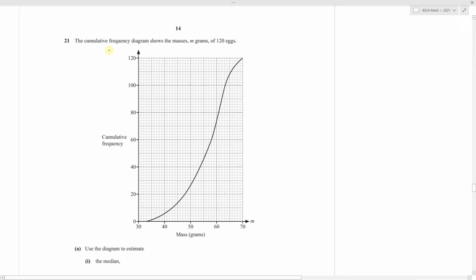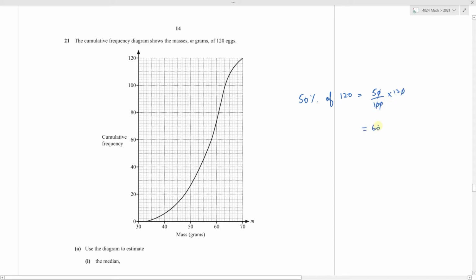Question number 21. The cumulative frequency diagram shows the masses m grams of 120 eggs. So on the y-axis you have cumulative frequency, x-axis you have the mass in grams. So part A is use the diagram to estimate the median. So your median value will be the mass at the 50th percentile of your cumulative frequency. So total frequency is 120. So 50% of 120 is 50 over 100 into 120.